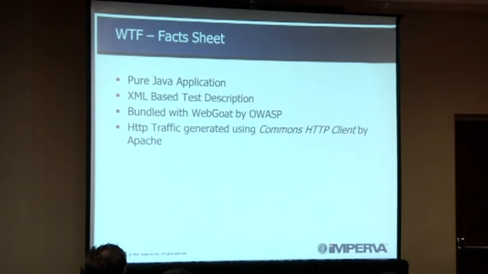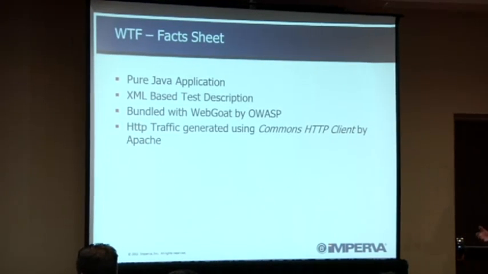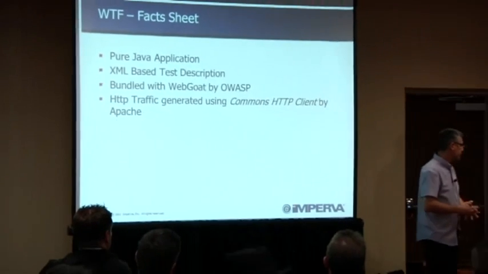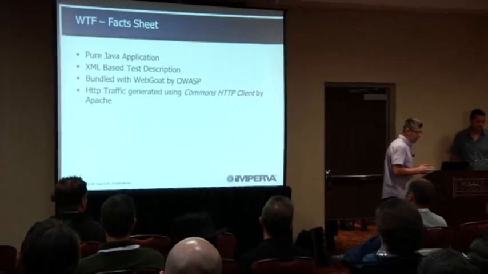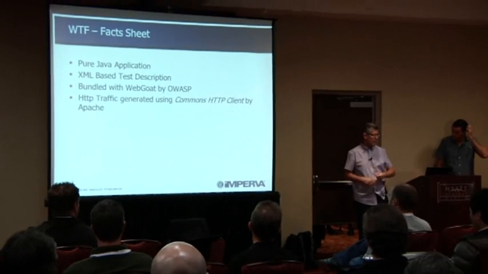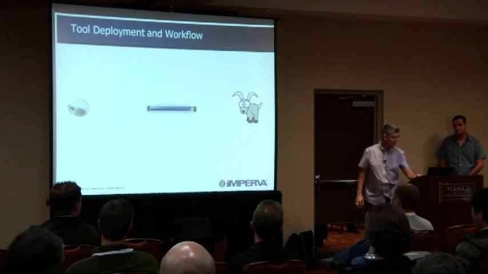We ended up with a pure Java application. Again, heavy reliance on XML-based configurations. We bundled the WebGoat application together with it as a sample application. It wasn't the easiest one to go with, but we wanted an application that would be accepted as an unbiased way to represent application layer vulnerabilities. So we used that. And we used the common HTTP client by Apache to generate the traffic.